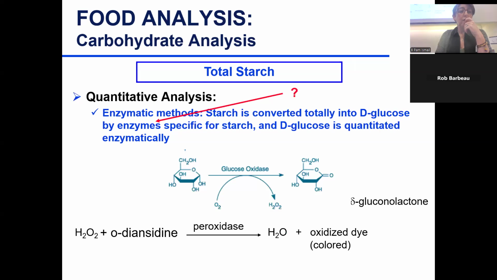So first of all, when you have starch, you want to measure total starch. The first thing you want to do is chop it all the way to glucose.